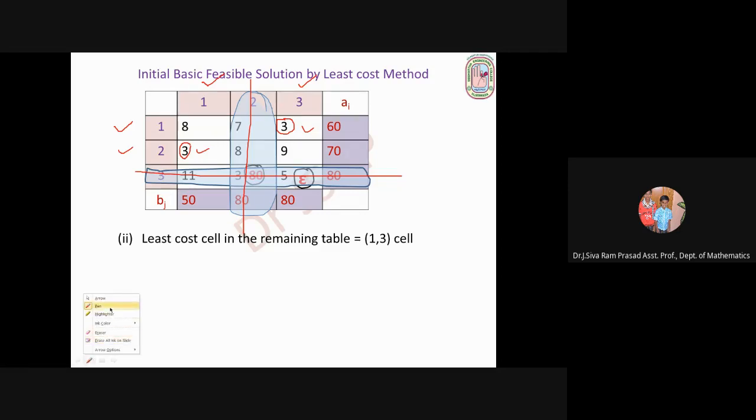Arbitrarily, I take the 1 3 cell, this cell. For this cell, the number of units x13 equals the minimum of the corresponding available amount 60 and the corresponding required amount 80. So minimum of 60 and 80 is 60. So write 60 in the 1 3 cell and circle it.